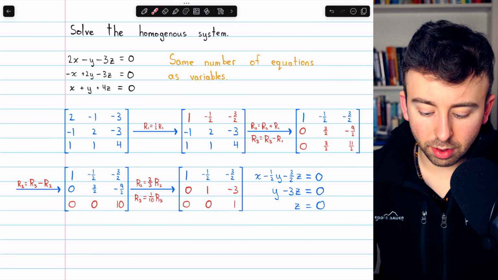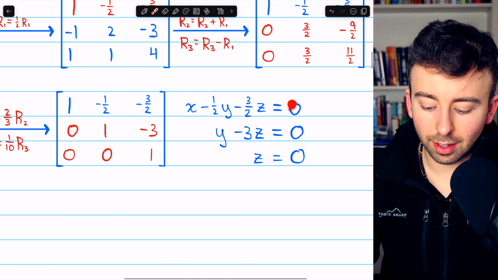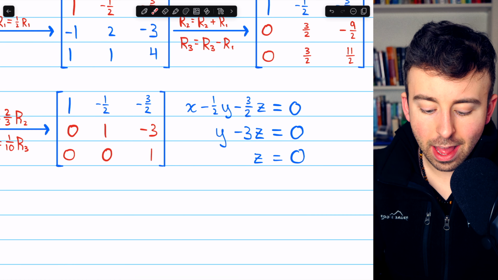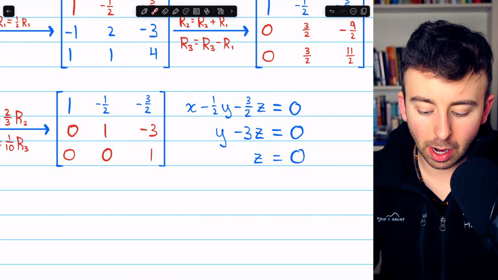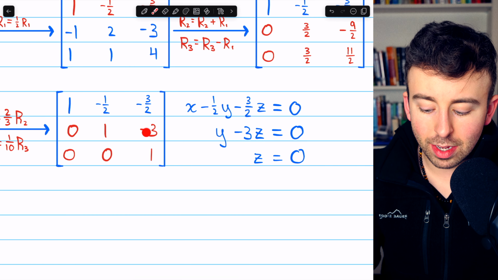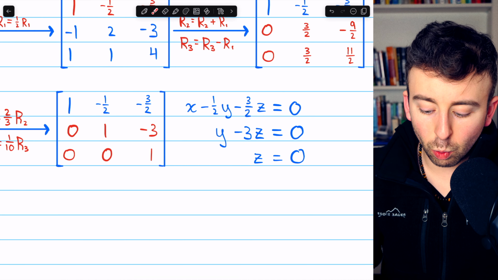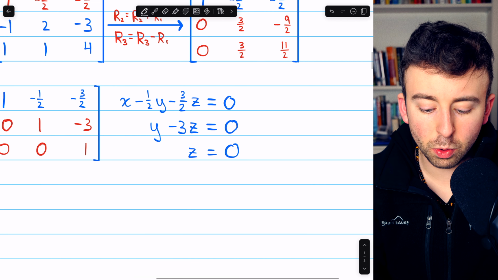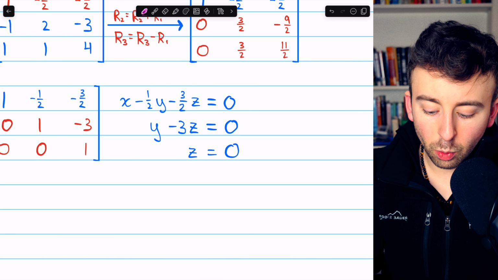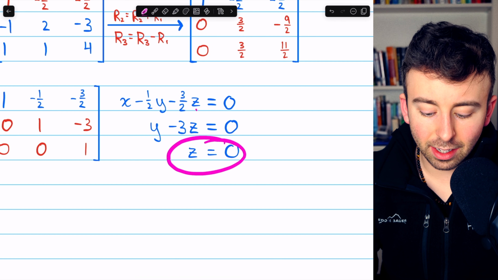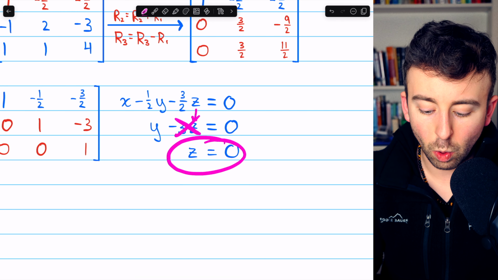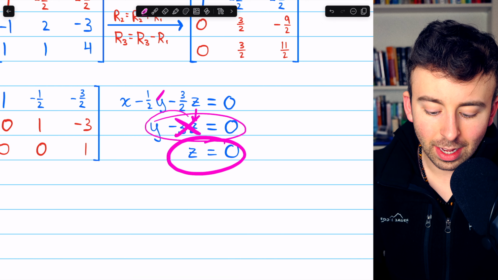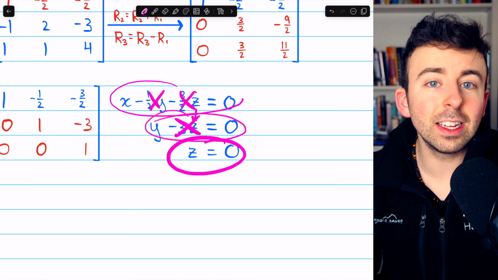At this point, we can use the row echelon form matrix to represent the system of equations. We have that 1x minus 1/2 y minus 3/2 z equals 0. We have that 1y minus 3z equals 0. And we have that 1z equals 0. Then, using a process sometimes called back substitution, we can solve this system. We know that z must equal 0, so plugging that into the second equation, we would just get that y equals 0. Plugging z and y equals 0 into the first equation, those terms would cancel out, and we would have x equals 0.